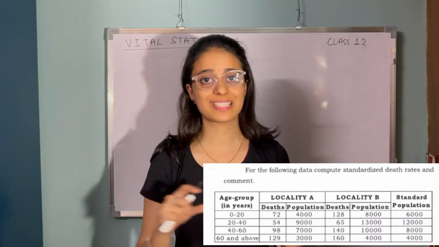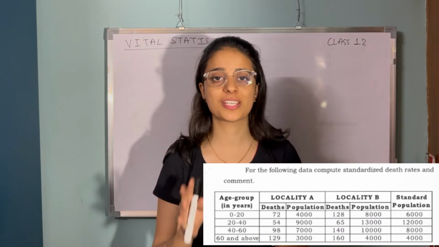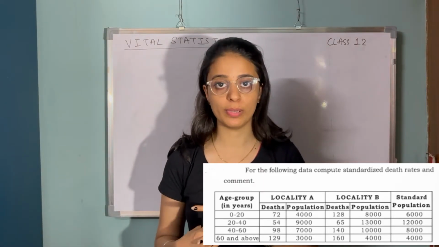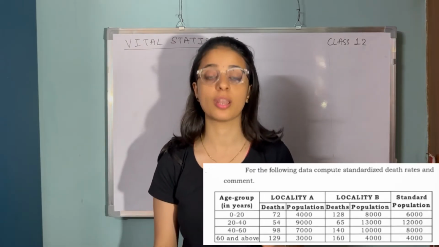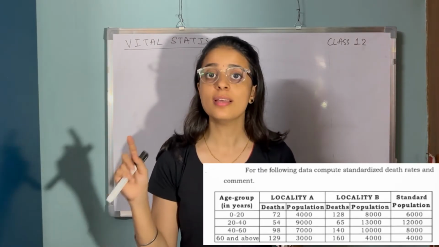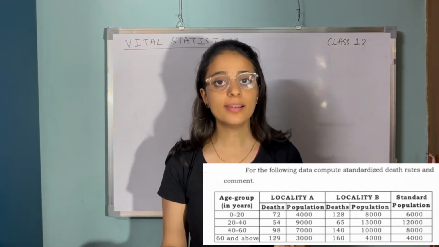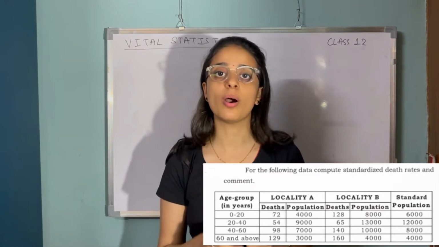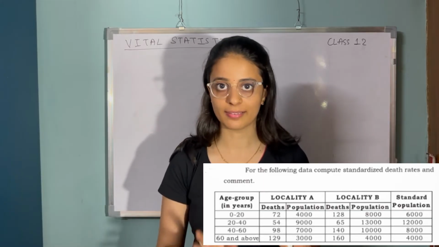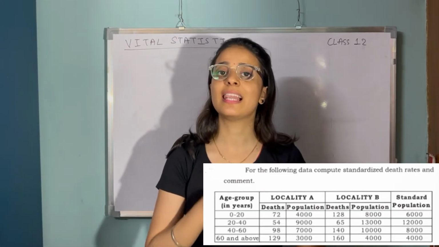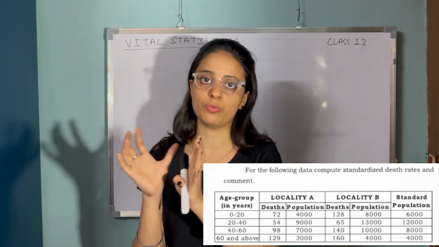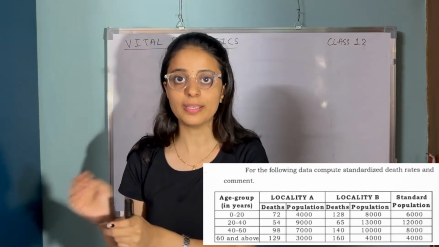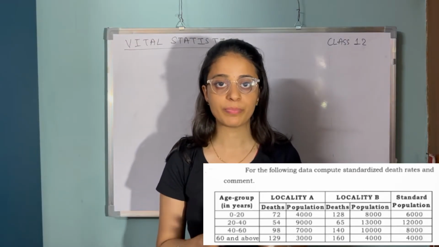I hope the question is visible to you on the screen, which has given information related to age, locality A, death and population, and locality B, death and population. And there's an information called standard population. Here they have asked us to calculate STDR and comment on which town is healthier. So first let us calculate STDR for town A and then STDR of town B, and compare the results accordingly.